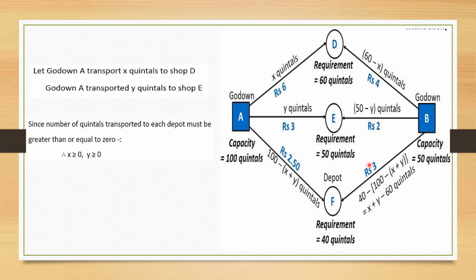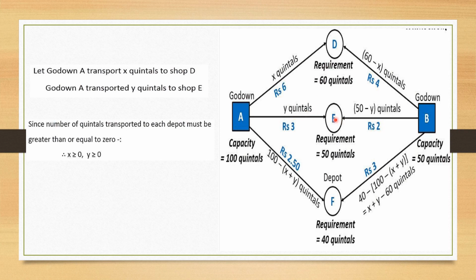Now let's come to godown B. What will it supply to D? Because D's requirement is 60 quintals, and it has already taken X from this, the rest amount it requires now is 60 minus X. It just requires 60 minus X quintals from godown B.